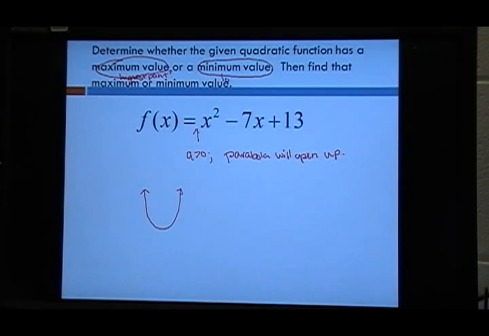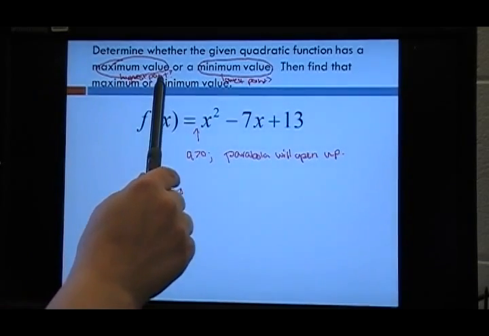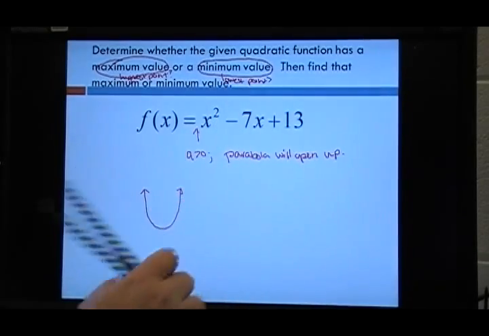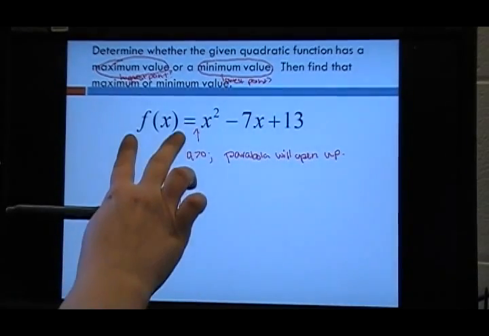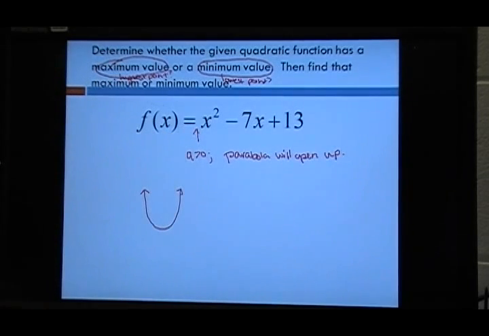Does it have a lowest point? To have a maximum value, it must have a highest point. To have a minimum value, it must have a lowest. This goes up forever. It does not have a highest point. It does, however, have a lowest point. So this will have a minimum function value.